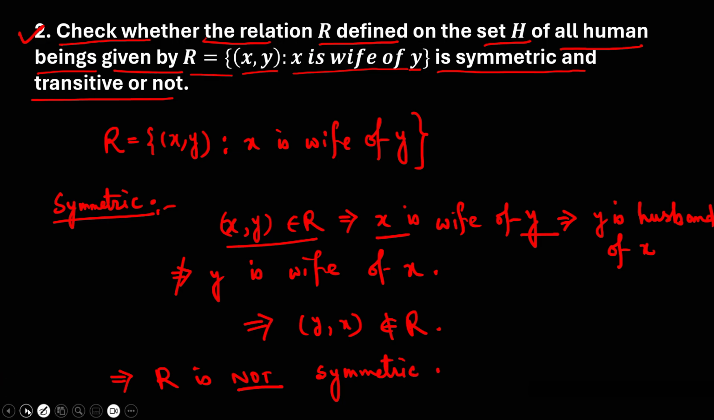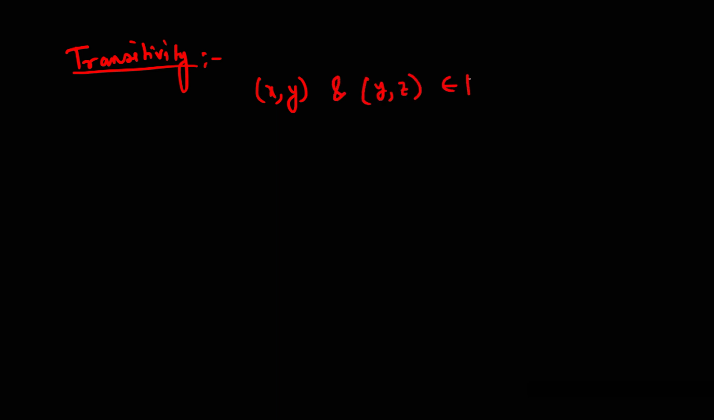Okay, so next check whether it is transitive or not. So check transitivity. We have (x, y) and (y, z) belong to R. Does this make any sense?